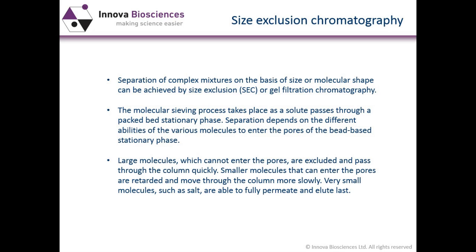So the solute, which can be an antibody in this particular instance, passes through a packed bed of resin. The separation of that antibody from other components depends on the different abilities of the various molecules present to enter the pores of the bead-based stationary phase. In effect, this means that large molecules which cannot enter the pores are excluded from the column, and that means they pass through the column very quickly. Smaller molecules can enter the pores to varying degrees, and therefore they're slowed down. They take a longer course through the column, and they move through it more slowly.